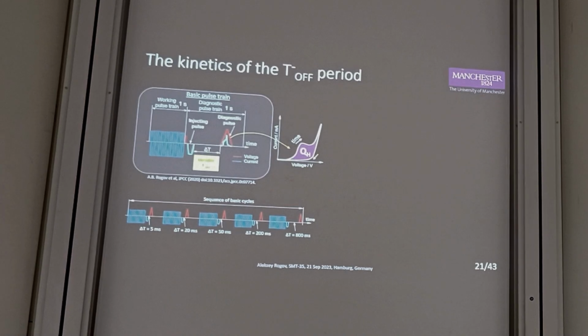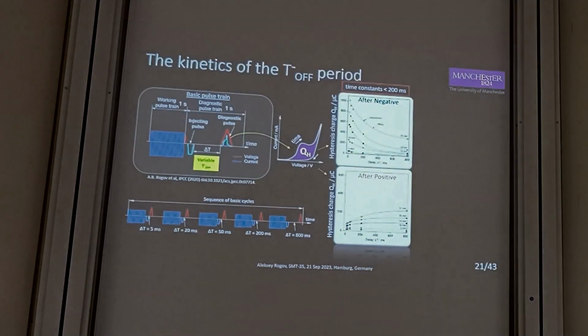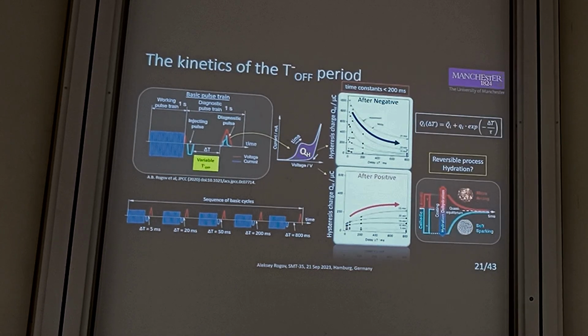The response here was the hysteresis of the diagnostic pulse. And what we have found is that after a negative pulse, after a sharp increase of the hysteresis current, it exponentially decreased. But after the positive pulse, starting with some minimum value, the hysteresis exponentially increased. And it looks like we have some sort of reversible process. So negative pulse, like charging something, positive pulse, like discharging something. What can it be? So we assume that hydration might play an important role here.